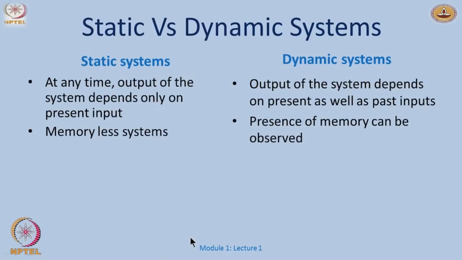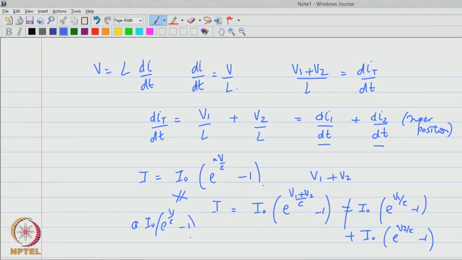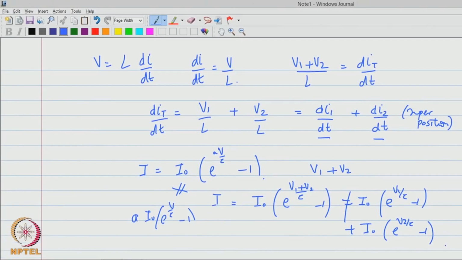Okay. The other kind of classification is between static and dynamic systems. For a static system, at any time the output depends only on the current value of the input. In other words, they are also called memoryless systems, whereas for dynamic systems the output depends on the past as well as the present inputs, and these are called systems with memory. Okay, what does it mean? Again, let us work out another example.